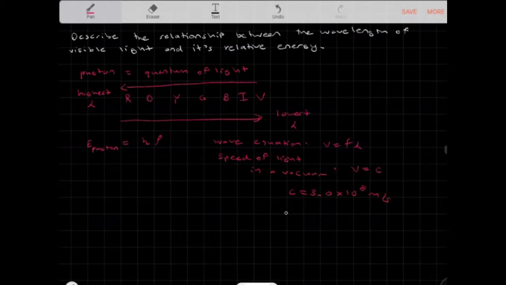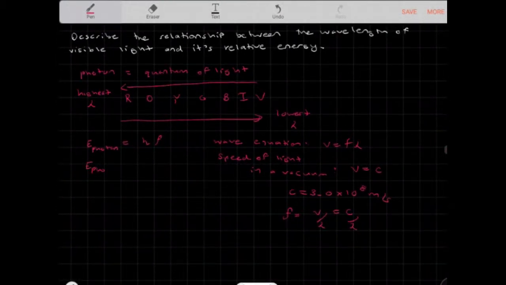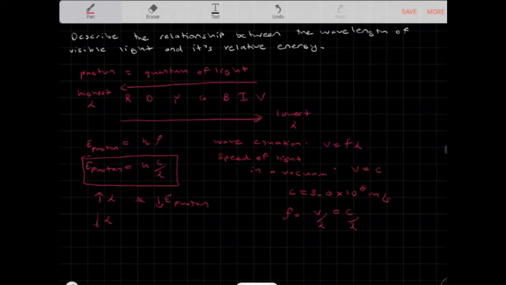So we can tweak this equation and solve for the frequency, which is the speed of the wave over the wavelength, which is c over the wavelength, right? It's just c over the wavelength. And if we plug this into Planck's equation, the energy of the photon is equal to h times c over lambda. Okay, so using this equation, we can see that as the wavelength increases, the energy of the photon decreases, and vice versa. That is, as the wavelength decreases, the energy of the photon increases.